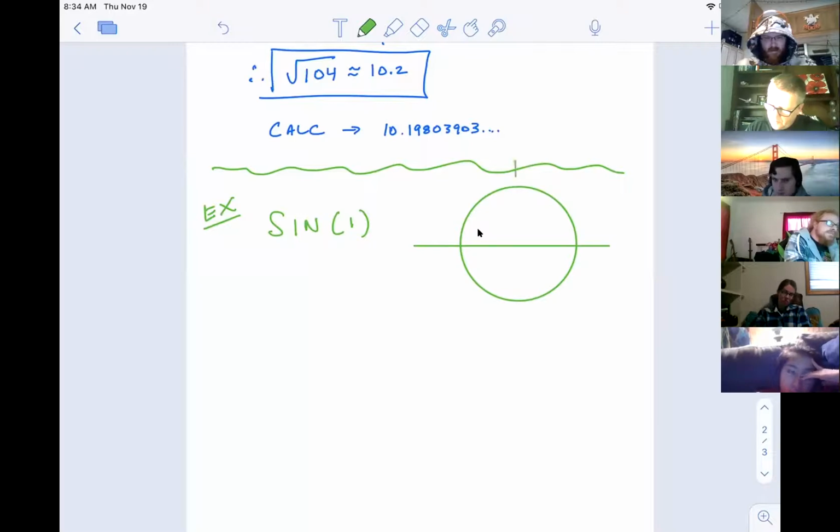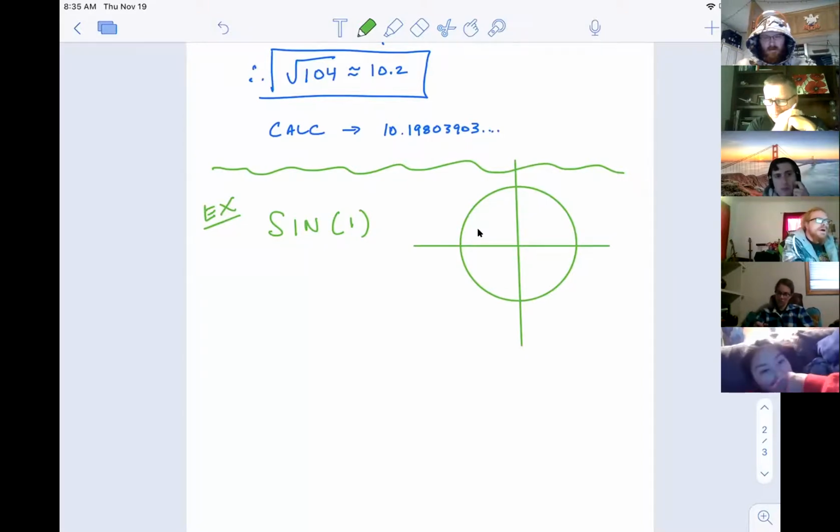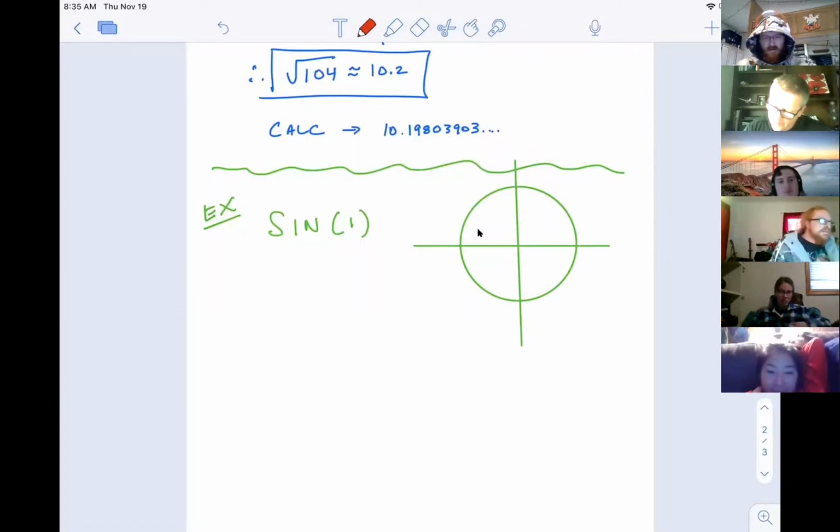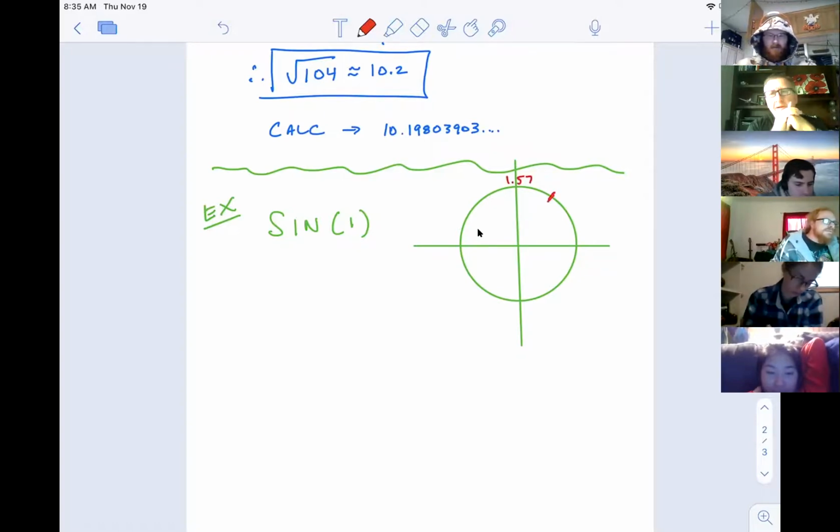No, you're thinking of, you're mixing up kind of X and Y coordinates. Because up here is 1.57, pi over 2. 1 would be right about there somewhere. You agree with that? So in the unit circle, we cruise around that direction.